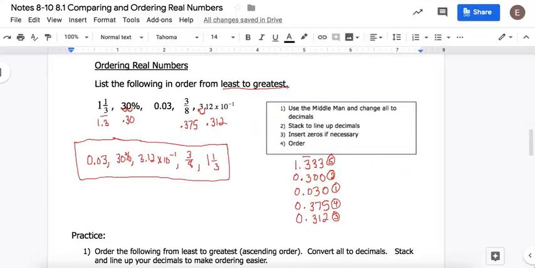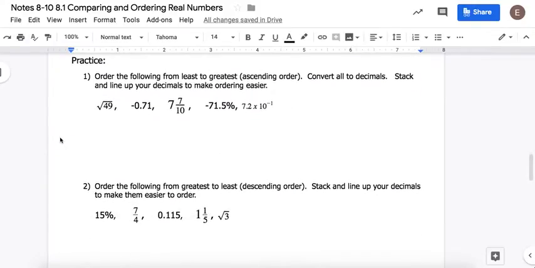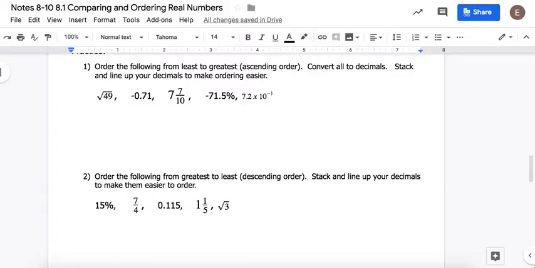Okay, let's look down below, and we have some practice. So it says, order the following from least to greatest, ascending order. So you're going to see this word, and we need to know when we see ascending, it means least to greatest, so underline that. Convert all the decimals, stack and line up your decimals to make ordering easier. Okay, the first one, square root of 49, is 7, because 7 times 7. This one's already a decimal. 7 7/10 is 7.7. Negative 71.5%, we need to change that to a decimal by moving it 2 to the left. Remember to put the negative in, so negative 0.715. And then the last one, 7 2/10 times 10 to the negative first. Move it 1 to the left, so it's 72 hundredths.